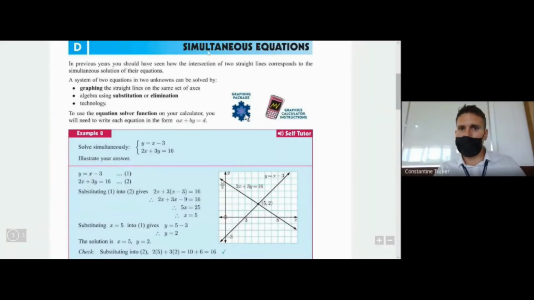Okay, so today we're talking about simultaneous equations. This is a GCSE topic, but it is also part of the IB. And here the graphical interpretation is that we have two straight lines like this, and we want to find where they cross, where they intersect.